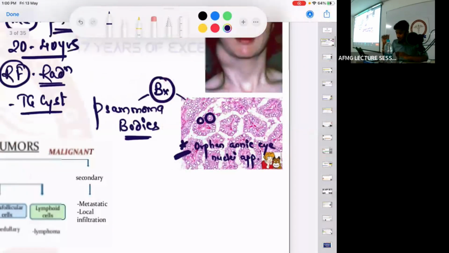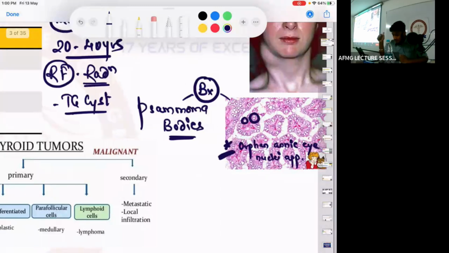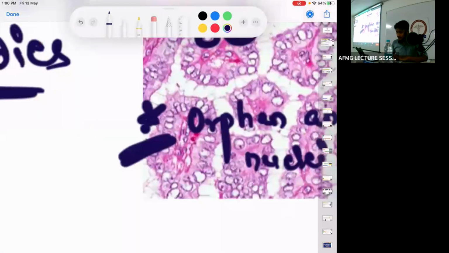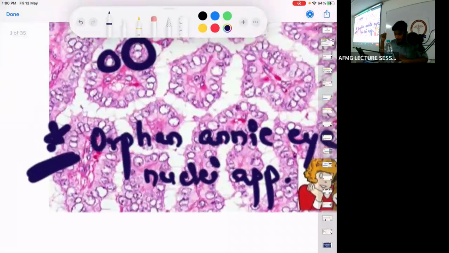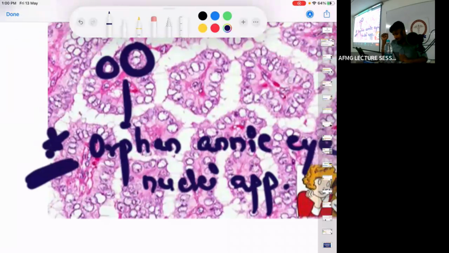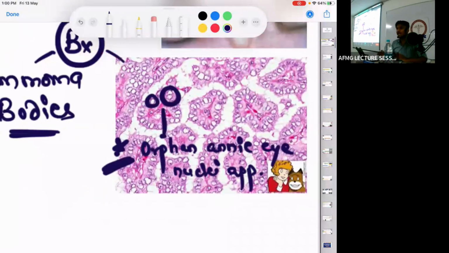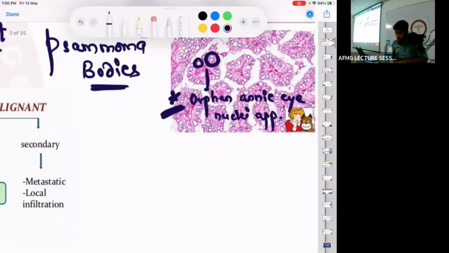Okay. So two biopsy features of papillary thyroid cancer. First is Psammoma bodies. Second is Orphan Annie nuclei appearance. No issues with this. याद रखना.